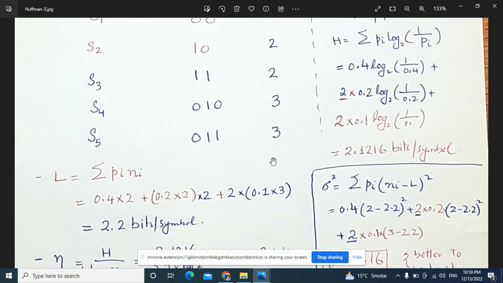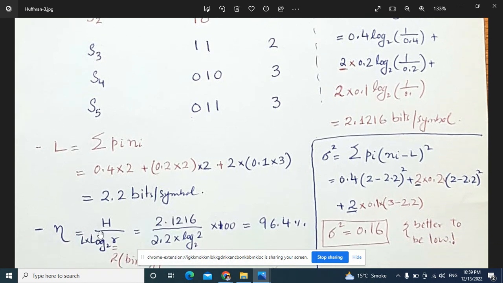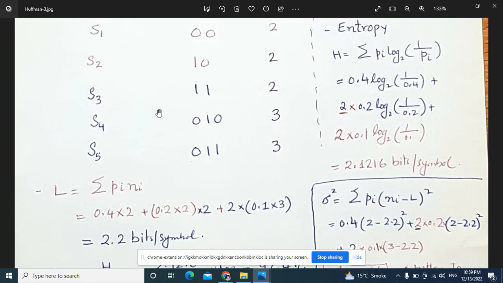The second question was to calculate the efficiency. So for efficiency, you need to calculate entropy, that you have already done there. The second step, you need to calculate L, that is average code word length. Then you need to use this formula, that is the product of the probability multiplied by the number of code word bits. First one, probability 0.4, the code word bits are 2. So that is why 2.